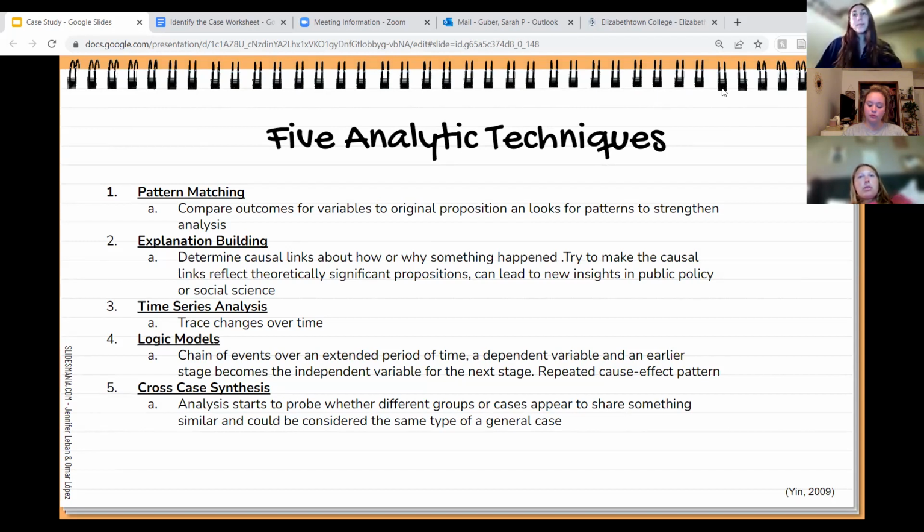4, logic models. This is a chain of events over an extended period of time. A dependent variable in an earlier stage becomes the independent variable for the next stage. It's a repeated cause-effect pattern. And lastly, the cross-case synthesis. Analysis starts to probe whether different groups or cases appear to share something similar and could be considered the same type of general case.